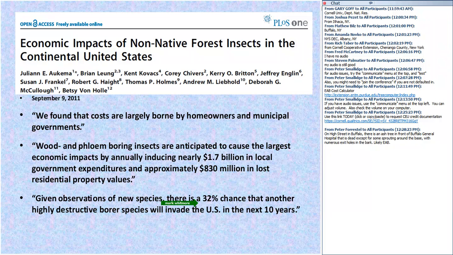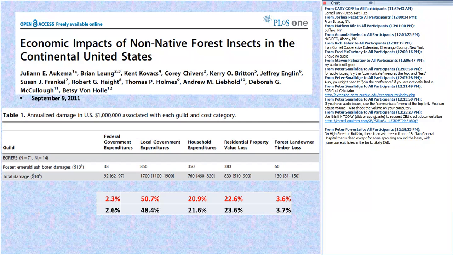There's a 32% chance that another highly destructive borer species will invade the U.S. in the next 10 years. I think the emerald ash borer was a real wake-up call to forest entomologists in general, and we've been looking at this and thinking about it. The emerald ash borer and the Asian longhorn beetle caused the problems. What's next? And they're there. Let me tell you, that's a whole other lecture.